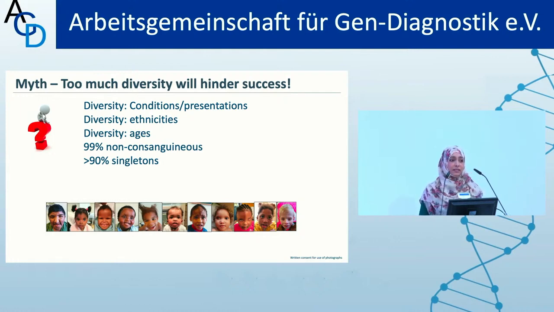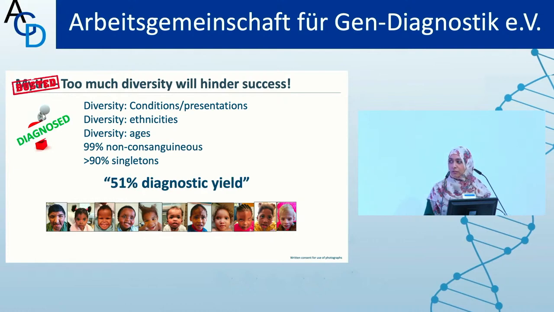So this was mainly singleton exomes that we were doing, and we just recently published a paper that says that the diagnostic yield is about half. So the diversity was there, the diversity is interesting in the results you can see, but it didn't hinder us from providing half of the patients that we've tested thus far with a diagnosis.